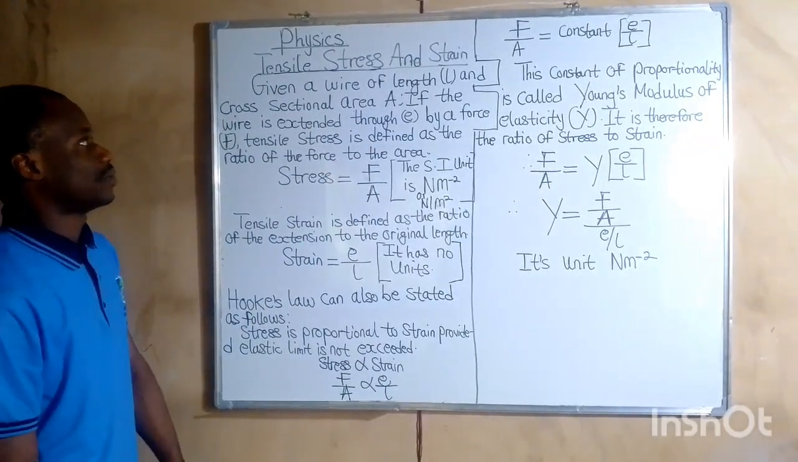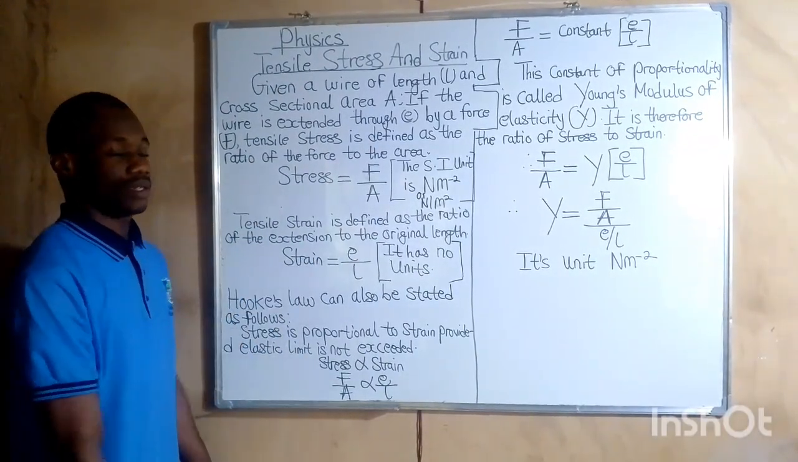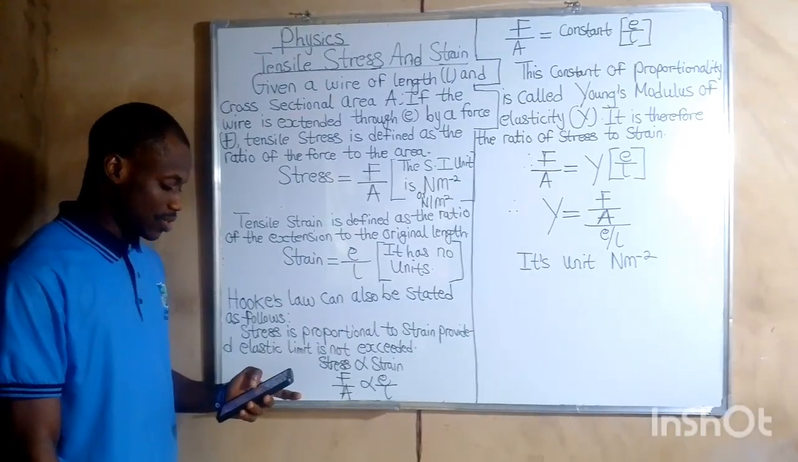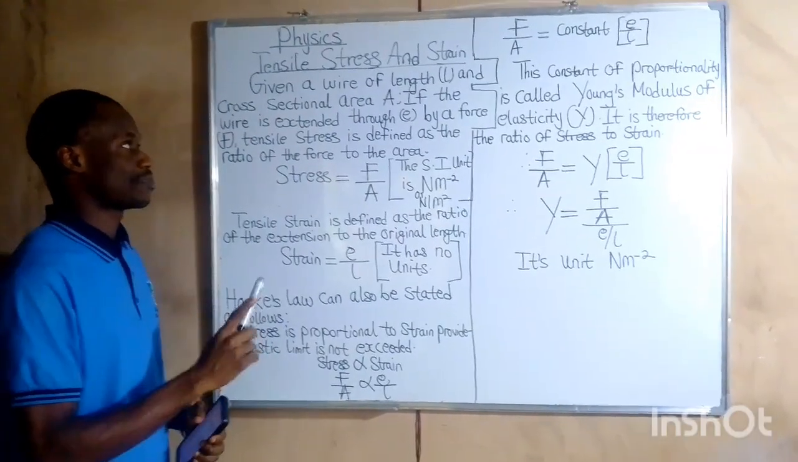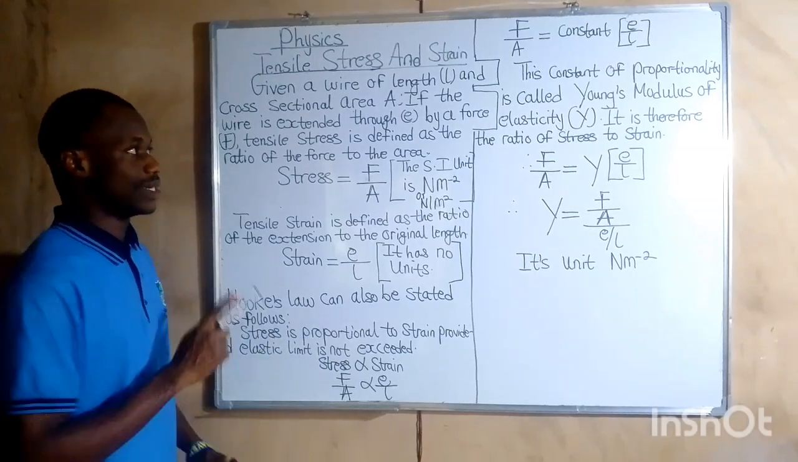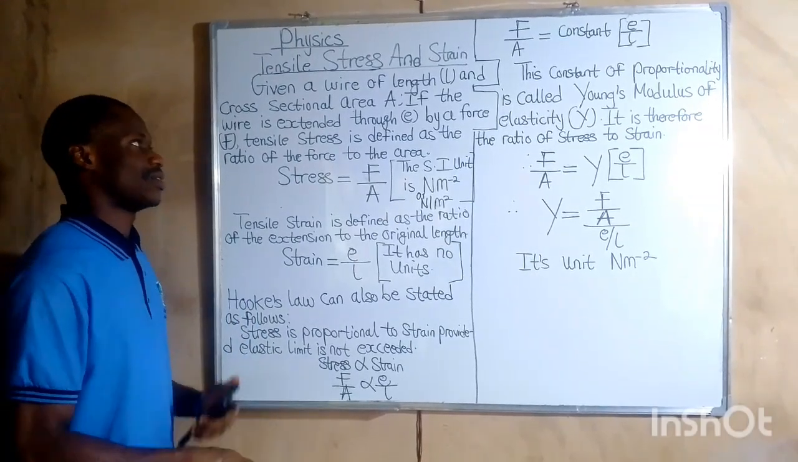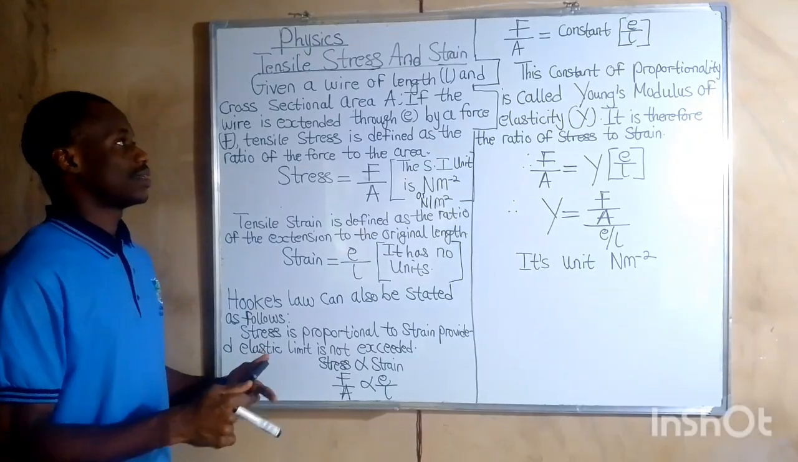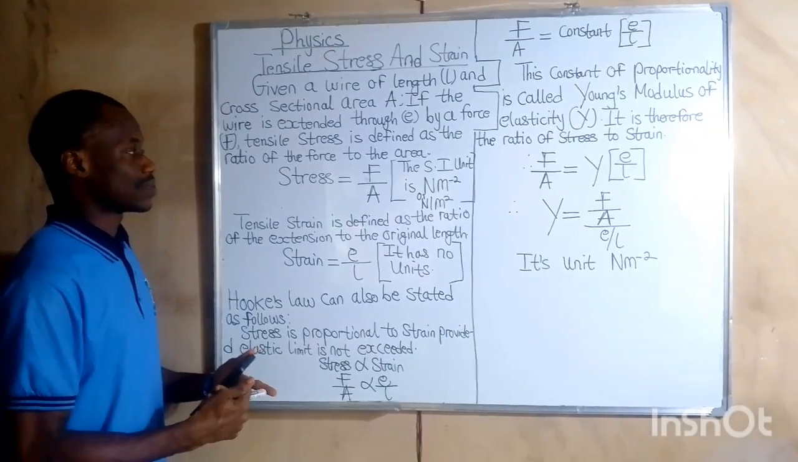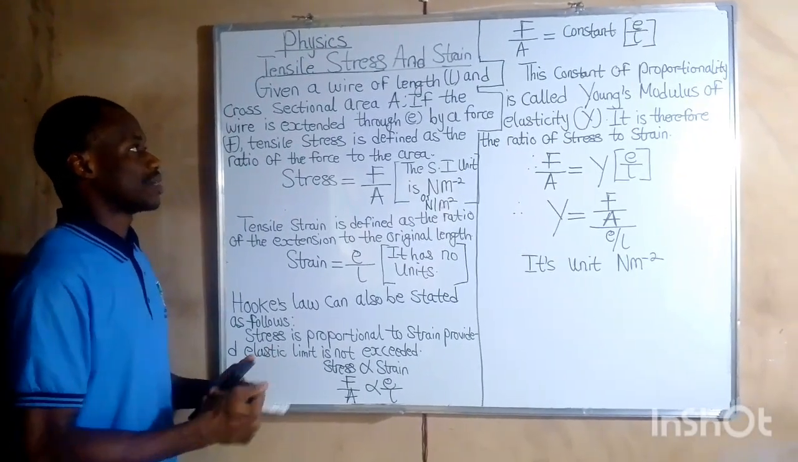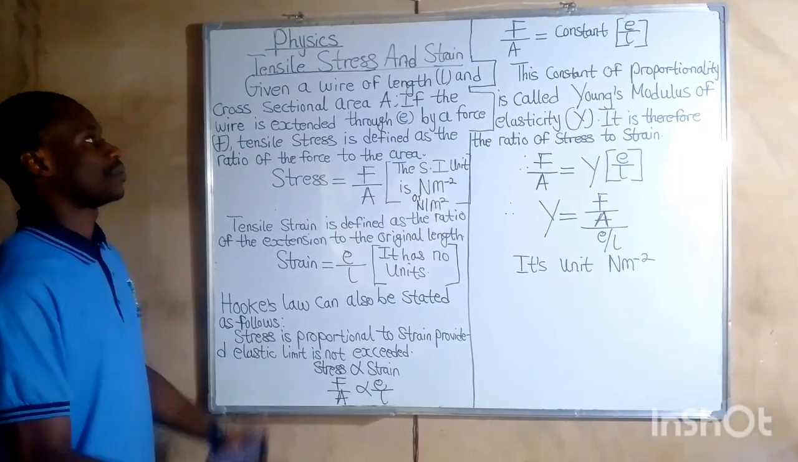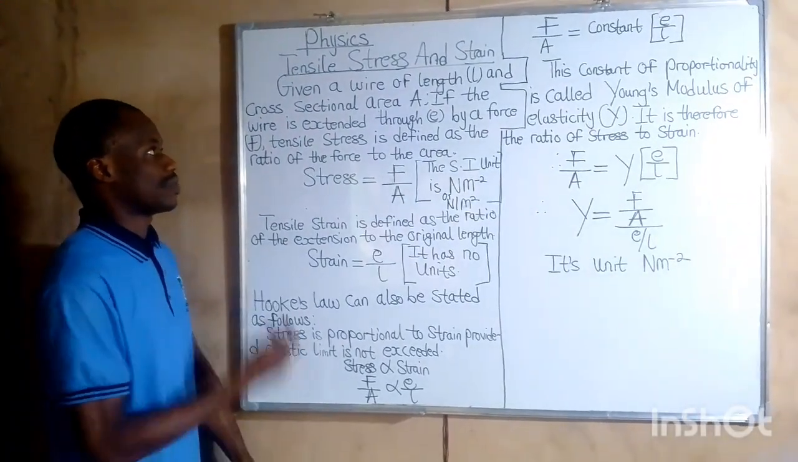So now we are on physics today. We'll be dealing with tensile stress and strain. Tensile stress and strain is a subtopic under elastic properties of solid. It's a topic you usually do in SS1, that's your senior class in SS1. Then it appears in WAEC and external exams like JAMB and NECO and other post-UTME courses.